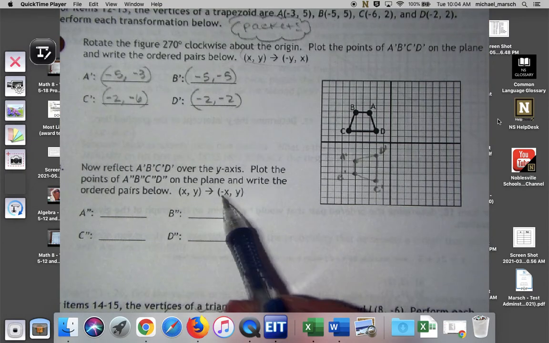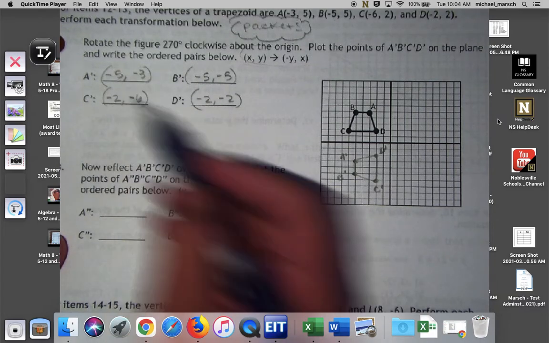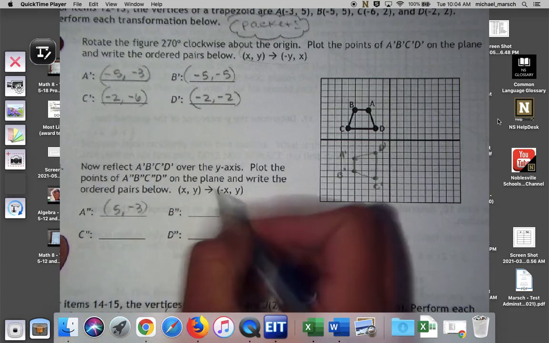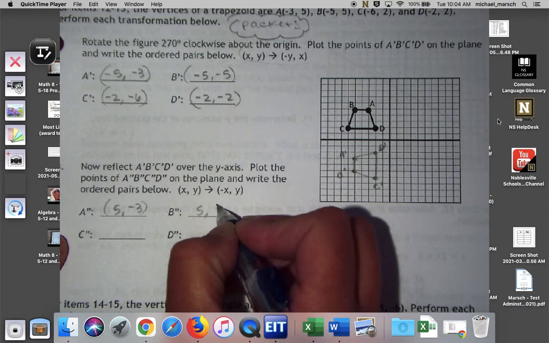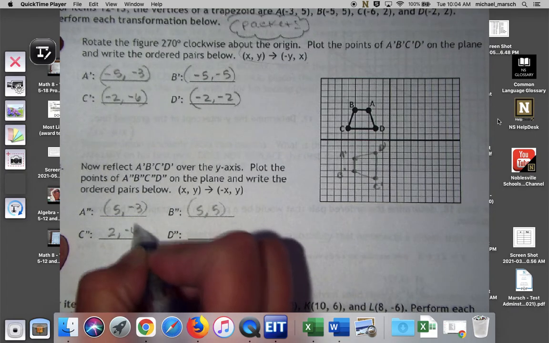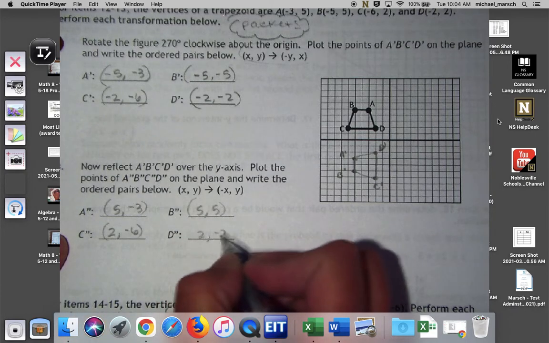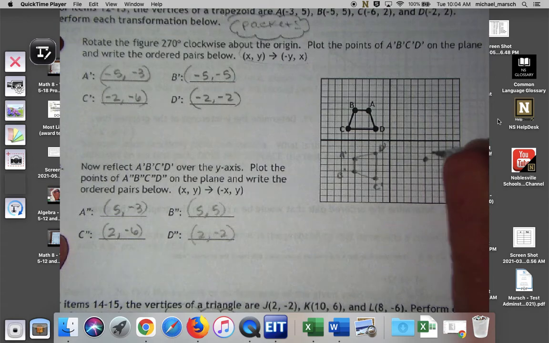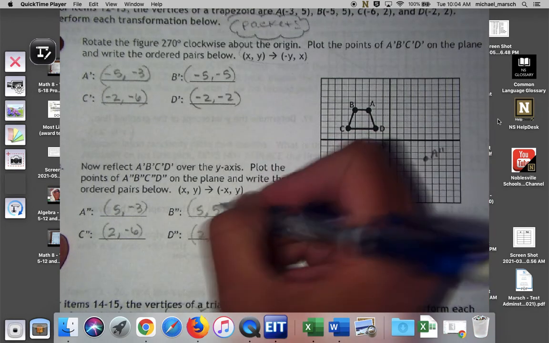So that is opposite x, y. So I'm going to take these ordered pairs, and I'm going to do the opposite of x, leave y the same. And now I'm going to plot these. So I go over 5, negative 3. And I have A prime prime. Over 5, this should be a negative 5.